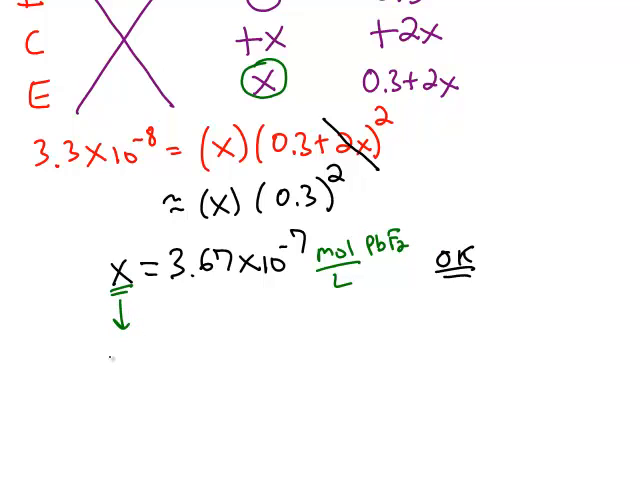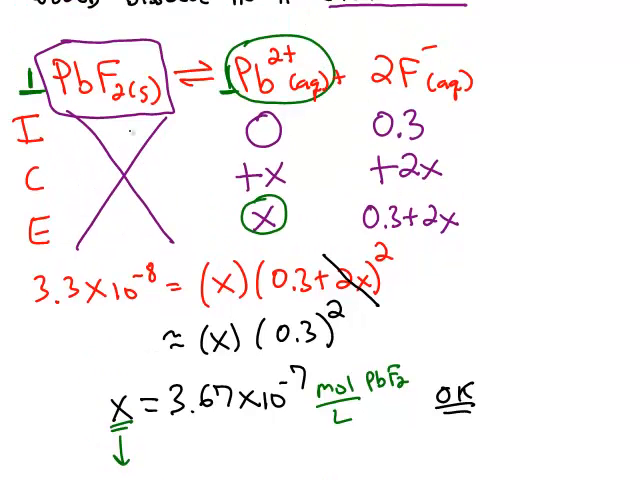This x is given a special term. It's called the molar solubility. So it really can be related to any of the three chemicals in this reaction. We can talk about how much solid dissolves. We can talk about how much lead cation we make. We could plug this x back in and figure out how much fluoride we have.